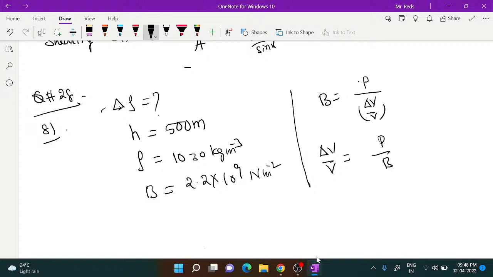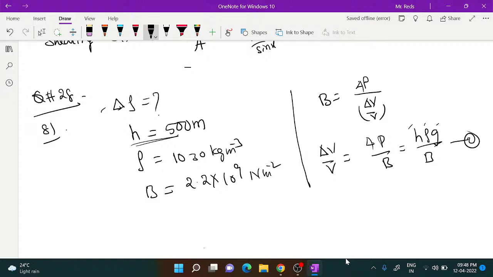So you're asked this because your pressure is given, pressure at the depth of this much is asked, right? So at the depth of this, pressure can be taken as h rho g, and change in pressure by B. H is given, rho is given, g is given, right? Yes or no? So you can find out delta V by V. But you're asked to find the change in density.